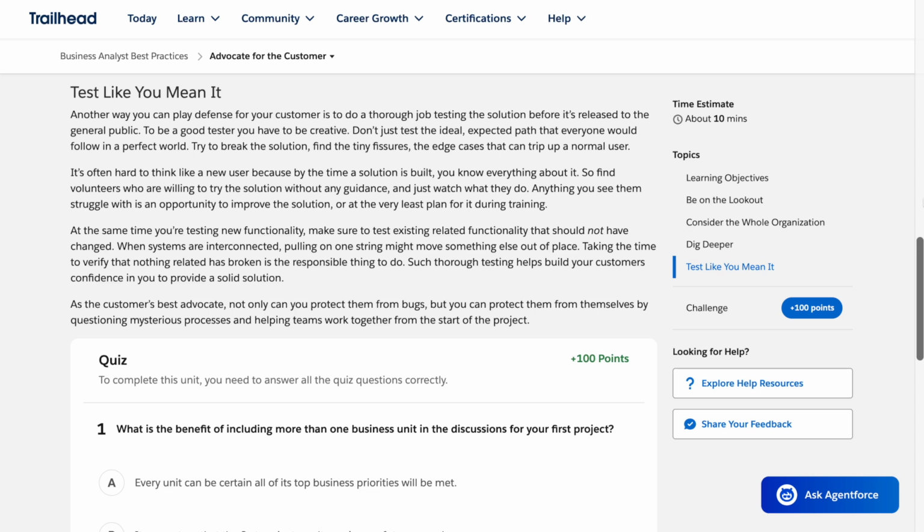At the same time you're testing new functionality, make sure to test existing related functionality that should not have changed. When systems are interconnected, pulling on one string might move something else out of place. Taking the time to verify that nothing related has broken is the responsible thing to do. Such thorough testing helps build your customer's confidence in you to provide a solid solution. As the customer's best advocate, not only can you protect them from bugs, but you can protect them from themselves by questioning mysterious processes and helping teams work together from the start of the project.